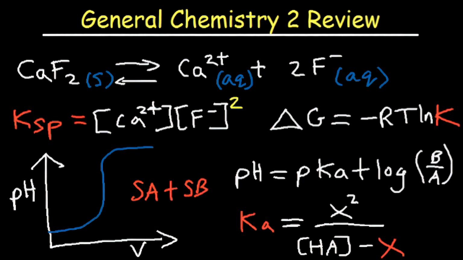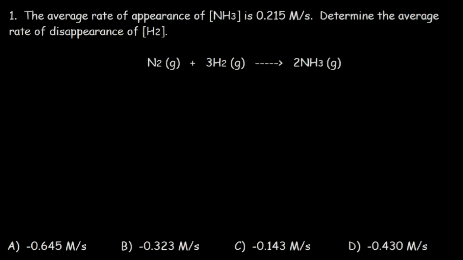Let's jump right into it, and let's start with number one. Number one, the average rate of appearance of NH3 is 0.215 molar per second. Determine the average rate of disappearance of H2. So for this problem, feel free to pause the video and try it yourself and then unpause it, check the answers, and see if you got it right.